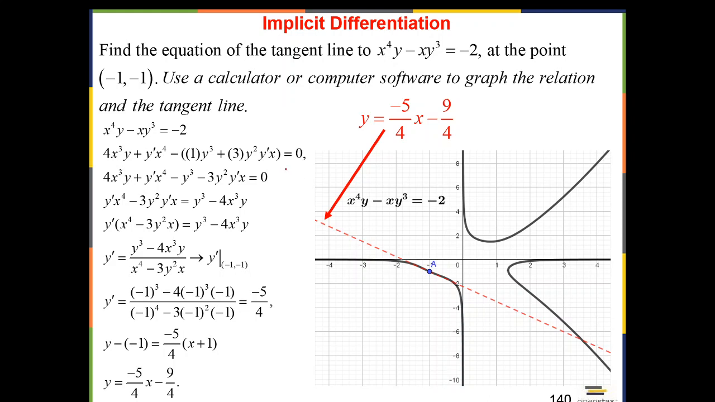So the rest of this is now isolating y prime, right? So we have to isolate y prime. Move this to the other side, the one that doesn't have y prime. And now you see we have y prime in common here. We factor it out and then divide by that expression to get y prime by itself. So now we have y prime as an expression of x and y, right? So what do we want? We want the value of this at -1, -1.